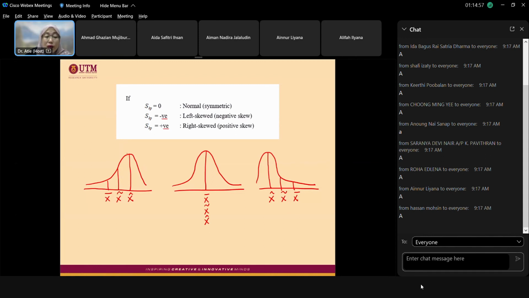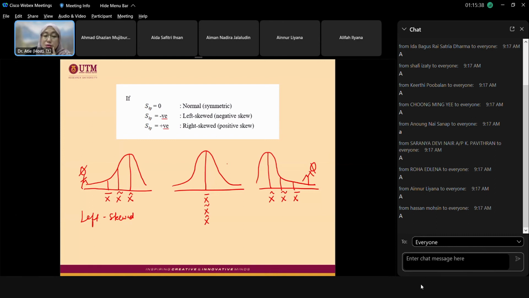So this one, what do we call it? What kind of skewness? If you are climbing the hill from the left, we call it left skewed, or negative skew, right? If we need to climb the hill from the right, we call it right skew or positive skew, right? Understand?